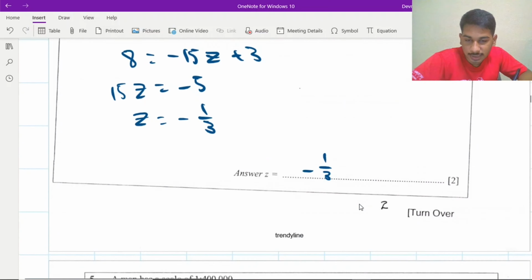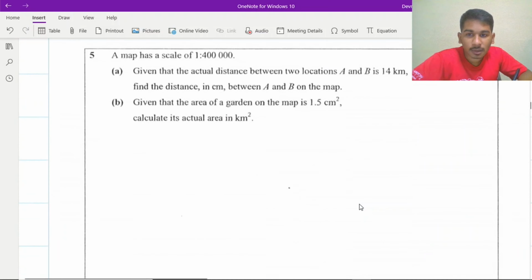That's it. Okay, let's keep going. A map has a scale of that is to that. Given that the actual distance between the two locations A and B is that, find the distance in centimeters on the map. So we just have to divide, right?